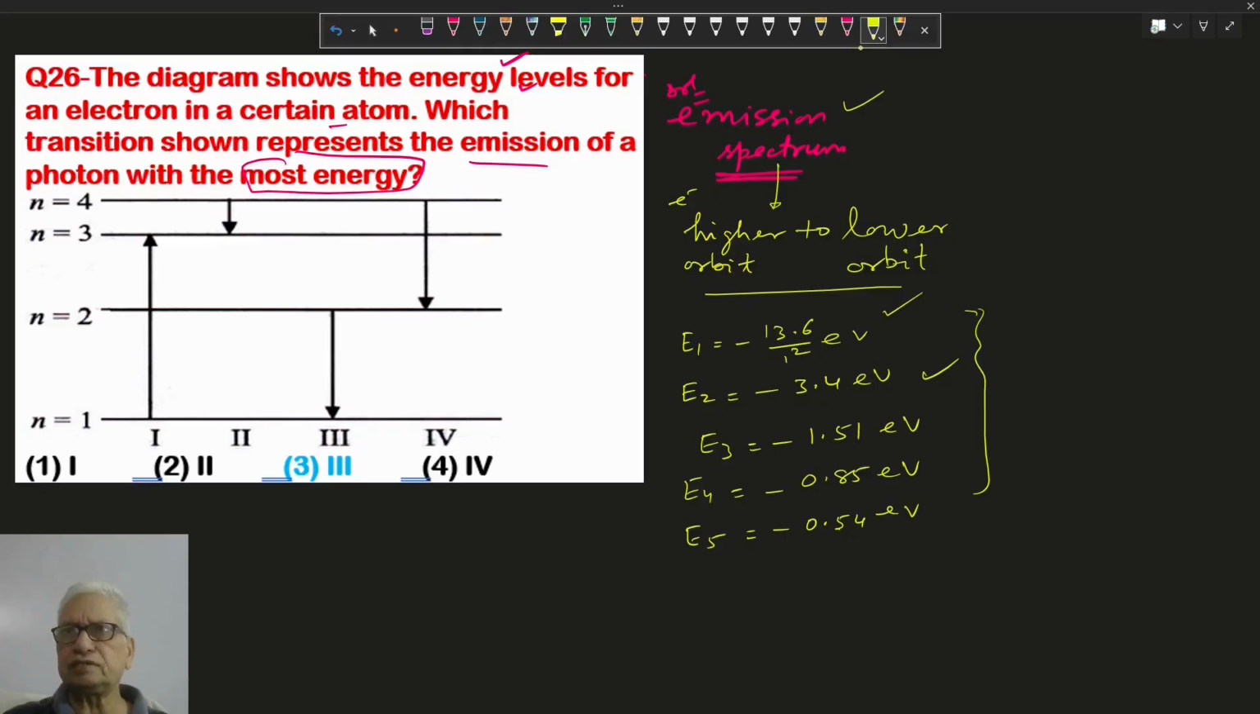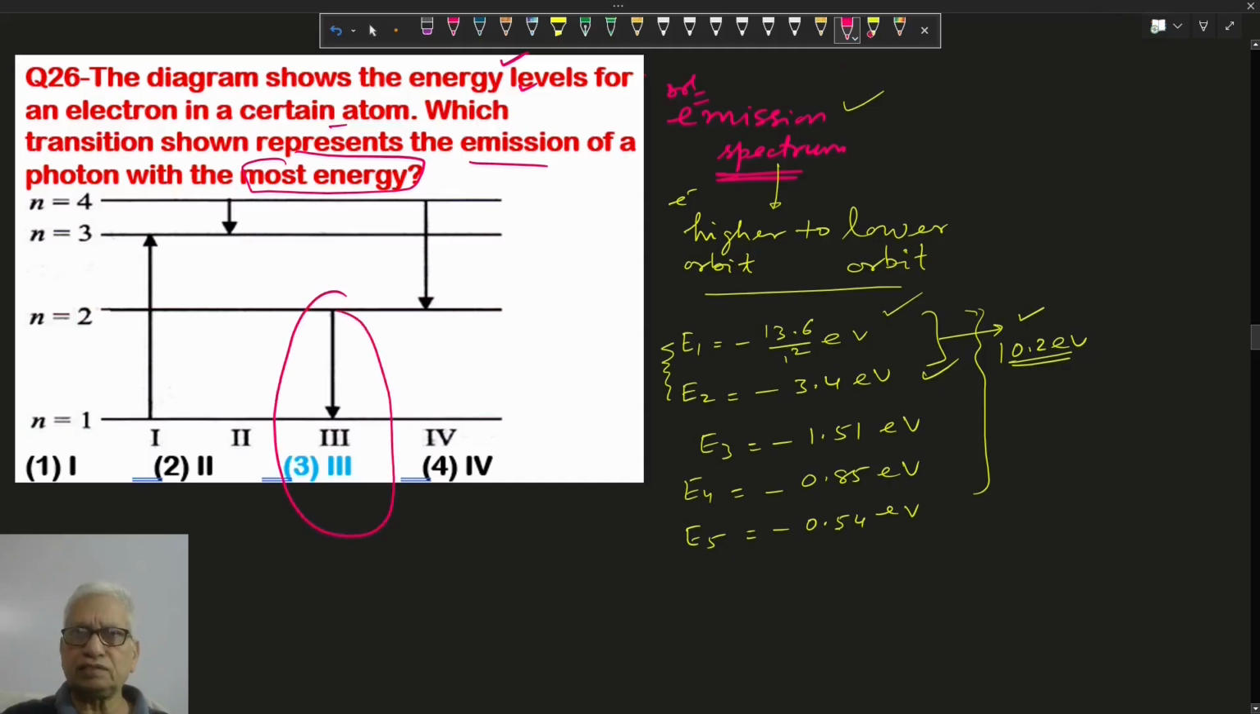So here, if we are talking about the maximum, the difference between 1 and 2, first orbit to second orbit, gives 10.2 electron volt difference, and this is the highest among all of them, means the most energy. So 2 to 1 is the possibility here, and emission is from higher to lower, means option 3 is correct.